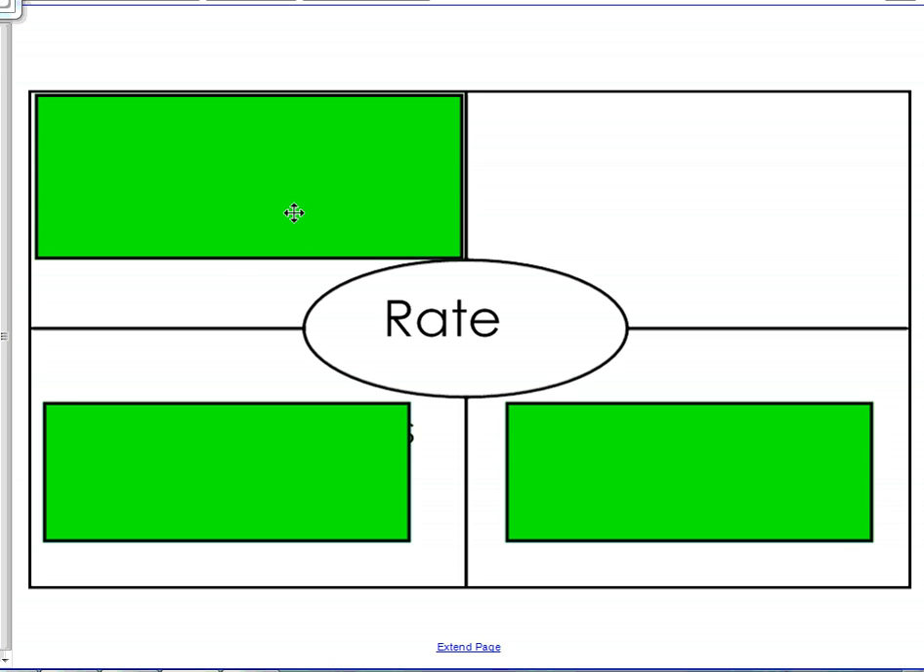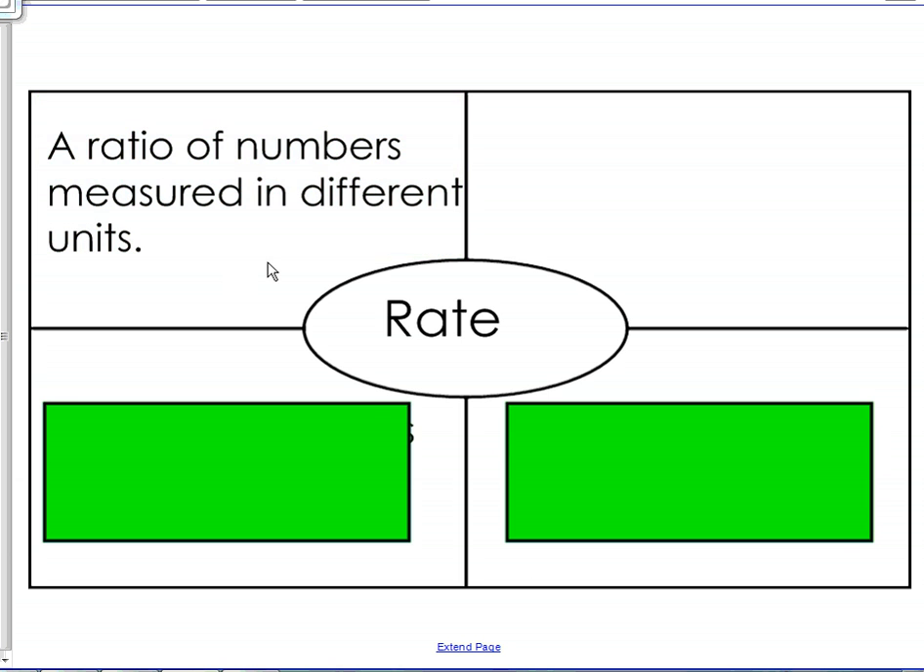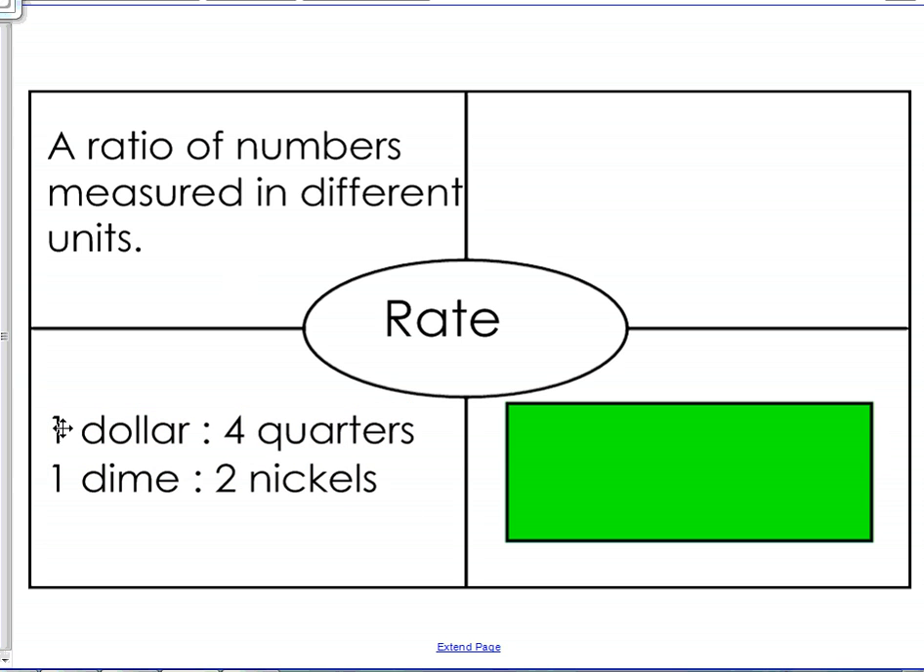A rate is a ratio of numbers measured in different units. Measured in different units. So for example, we could say $1 is to 4 quarters. Now we know that these are equal, however, because we have the two different units, dollars and quarters, it's considered a rate. Same with this example down here. We have 1 dime to 2 nickels.